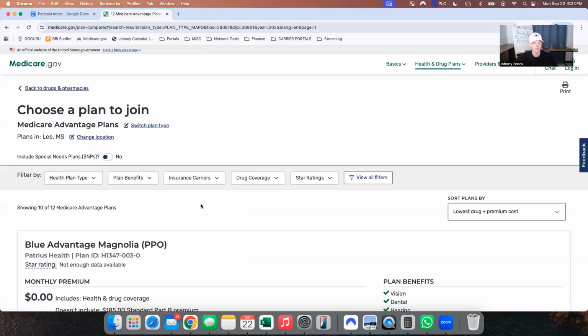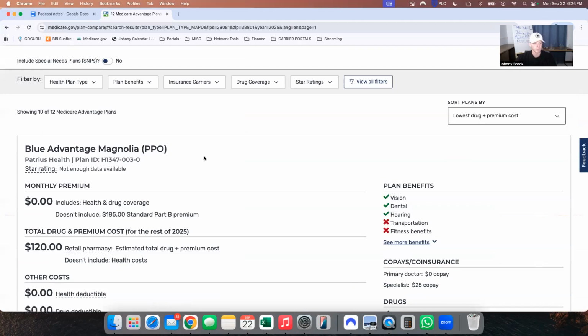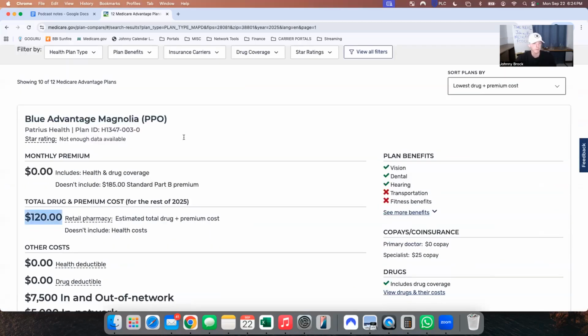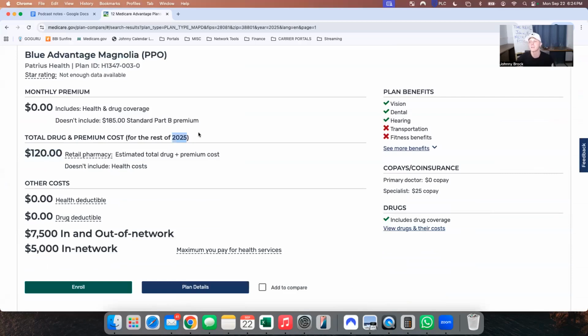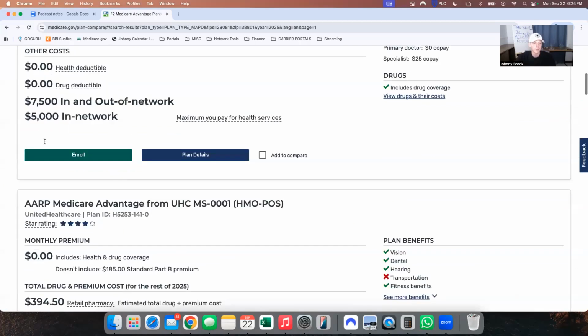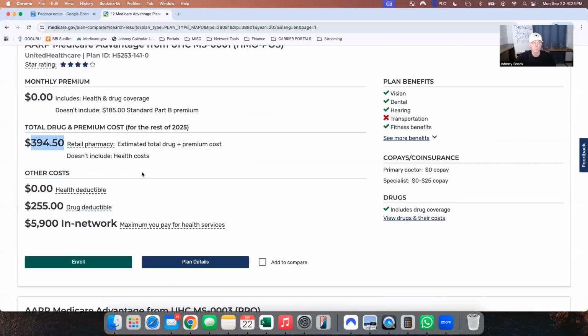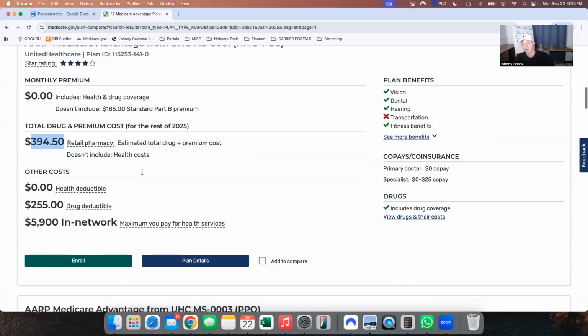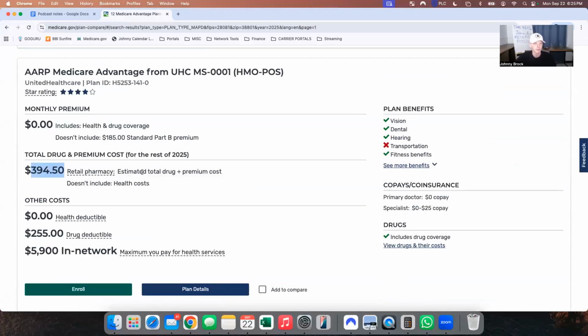All right, so in this area, the best one is the Blue Advantage Magnolia PPO. It says $120 for total drug and premium costs for 2025. No matter where you're at in the year, when you look up on this site, it's going to show you what your costs are for the remainder of the year. So in January, if it's $120 for the last quarter, just do the math. It would probably be about $480 for the whole year, which is really good. Then you have United Healthcare, which says it's roughly $400 for the rest of the year. That would put it at about $1,200 for the whole year. Hope that's making sense for you now.